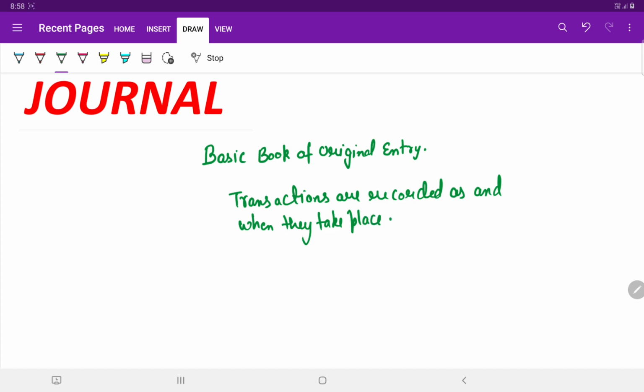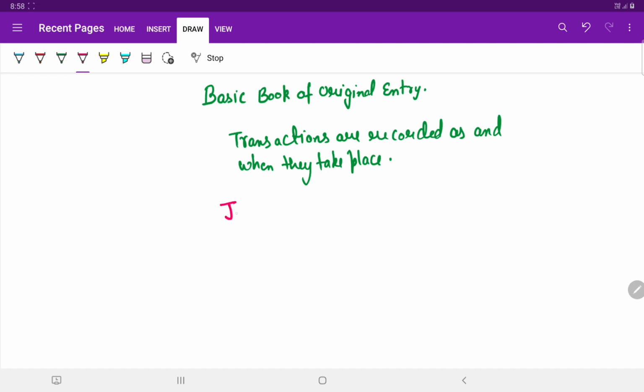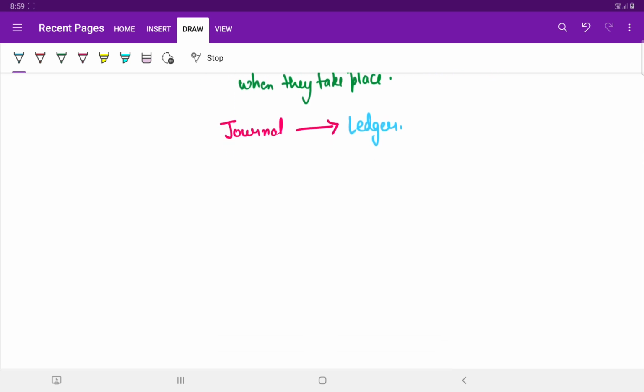The transactions from this book are posted into the ledger. So the transactions from the journal are posted to the ledger. The journal provides a chronological record of all the transactions with details of the accounts debited and credited and the amount of each transaction. So what are the features?